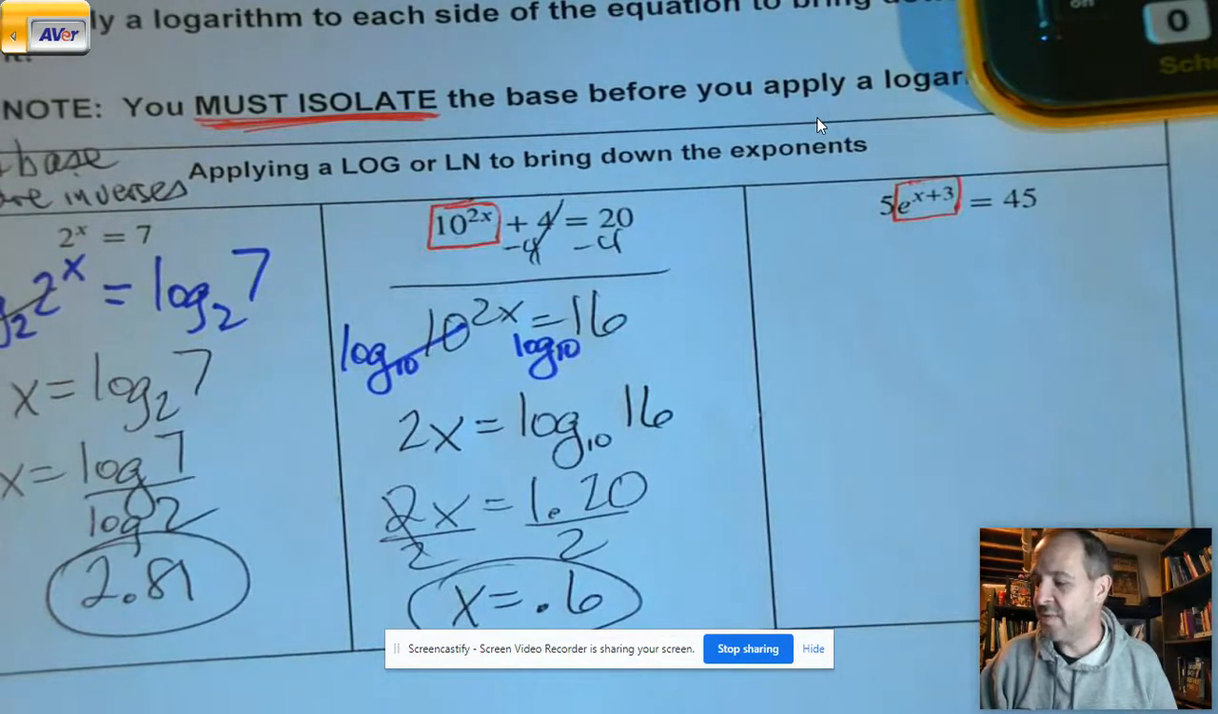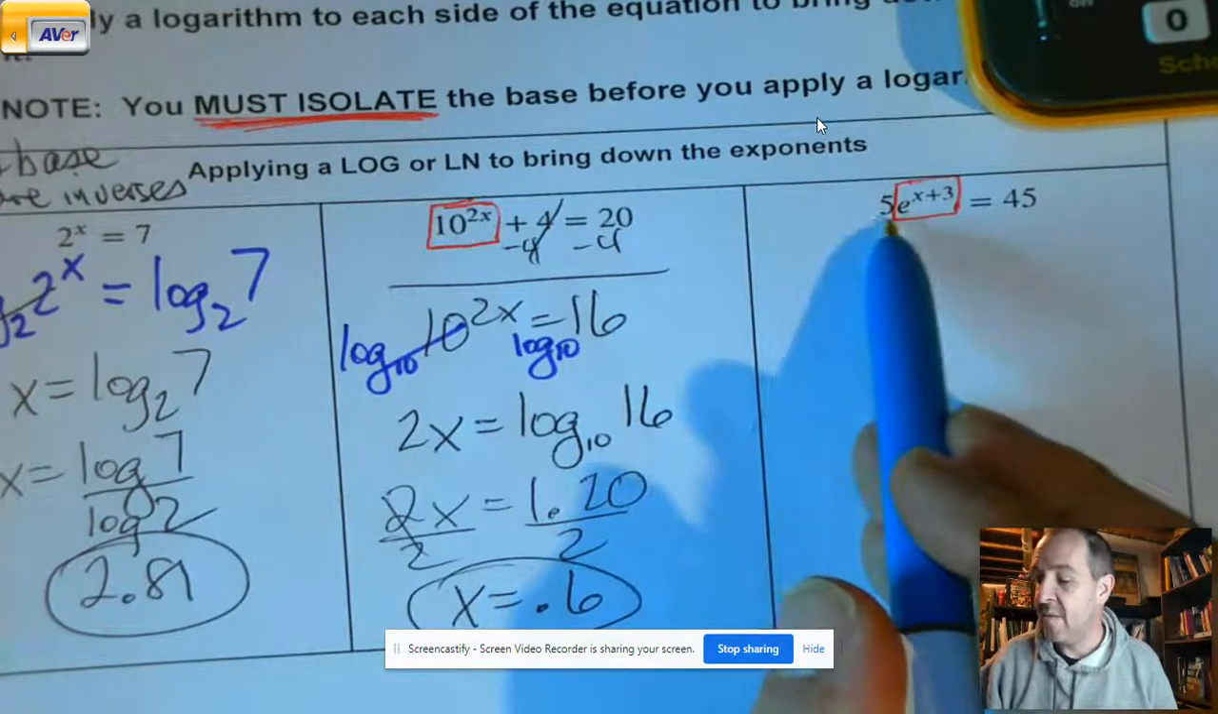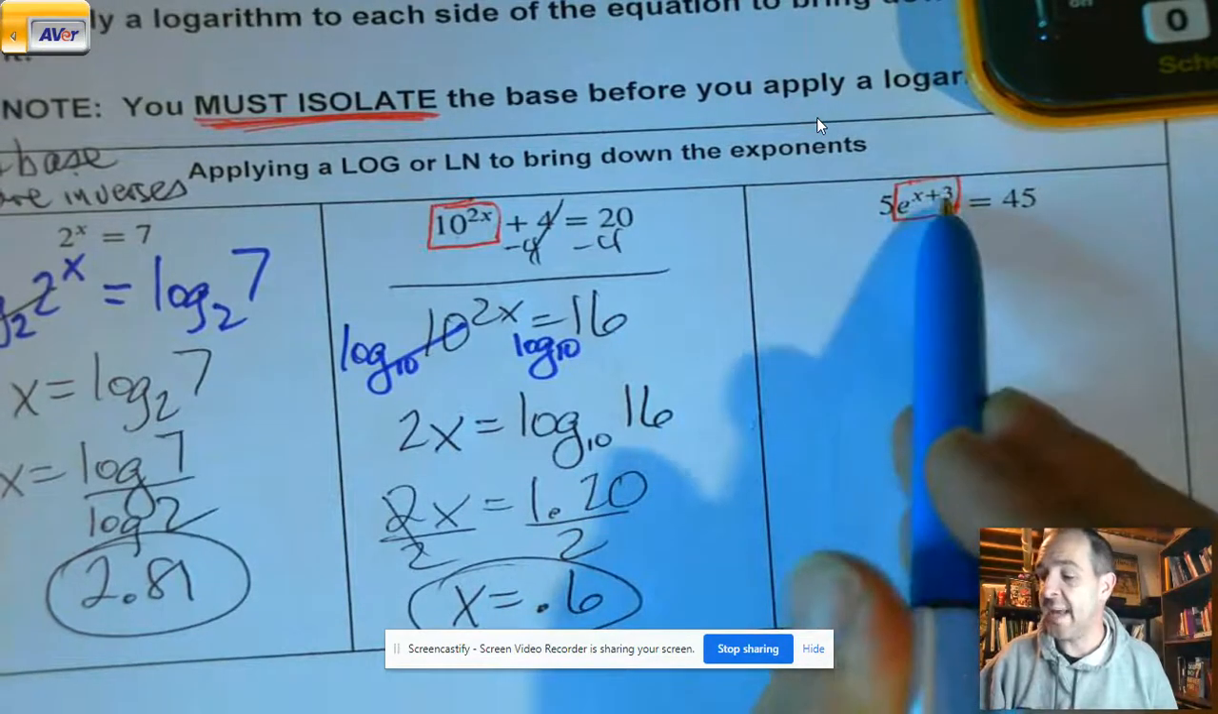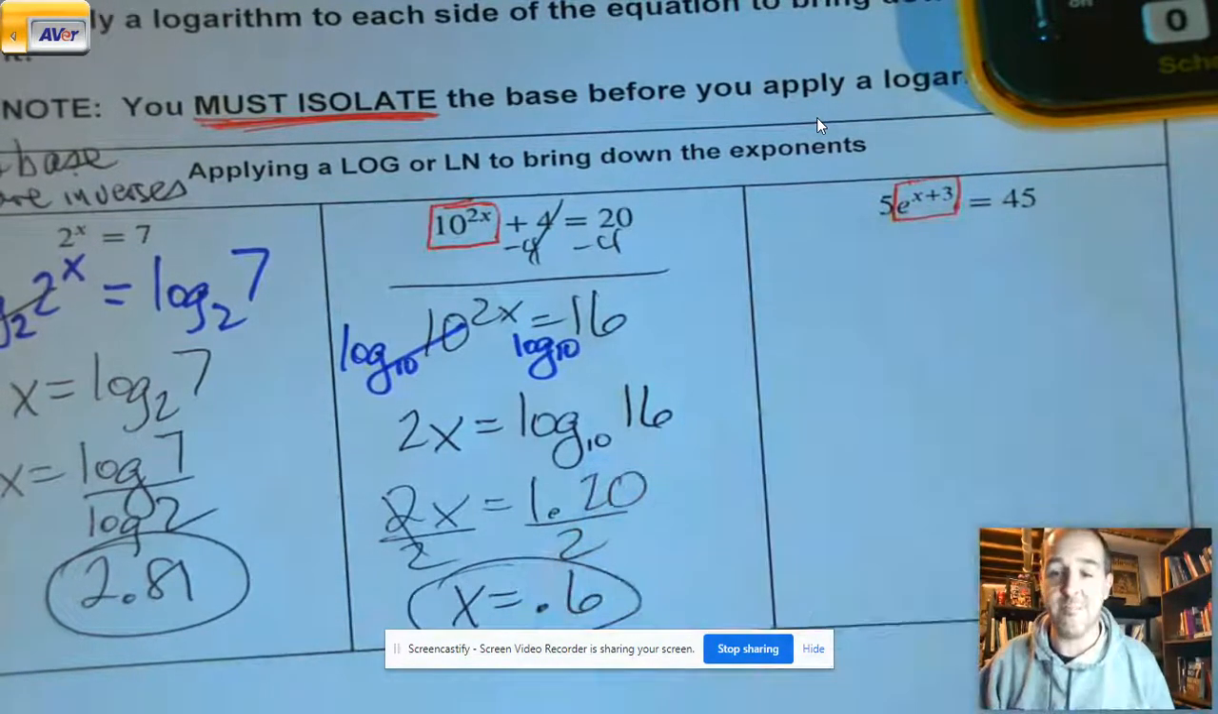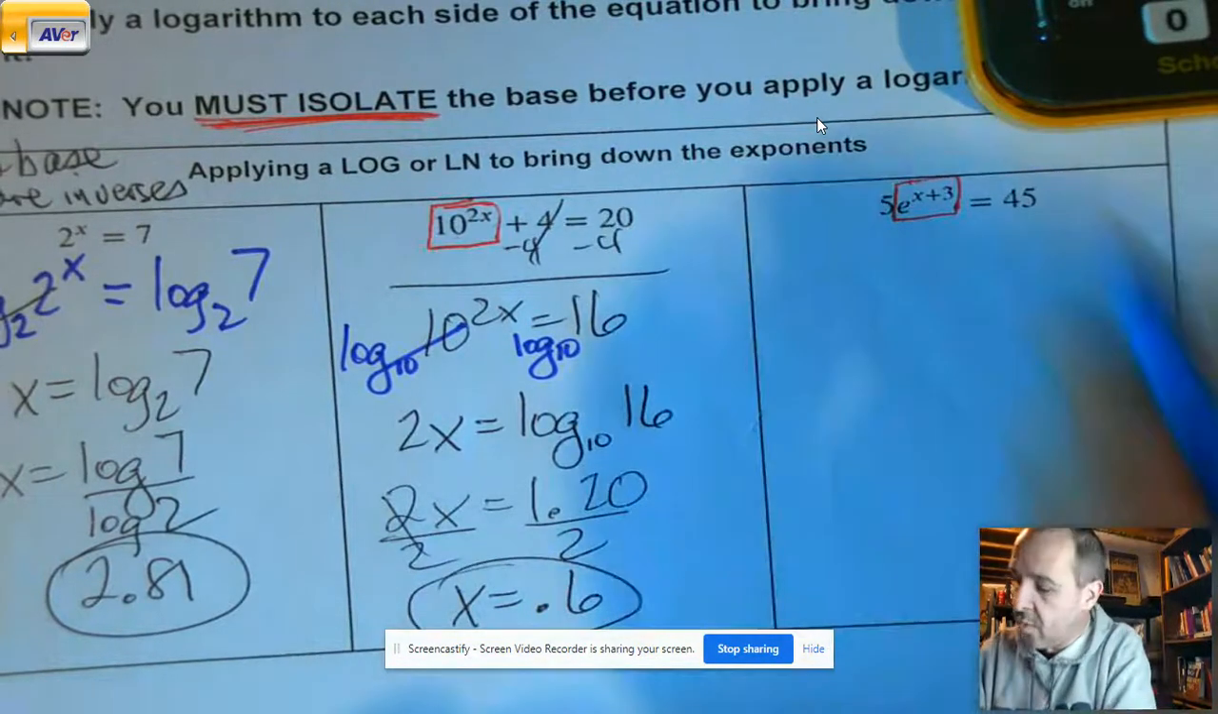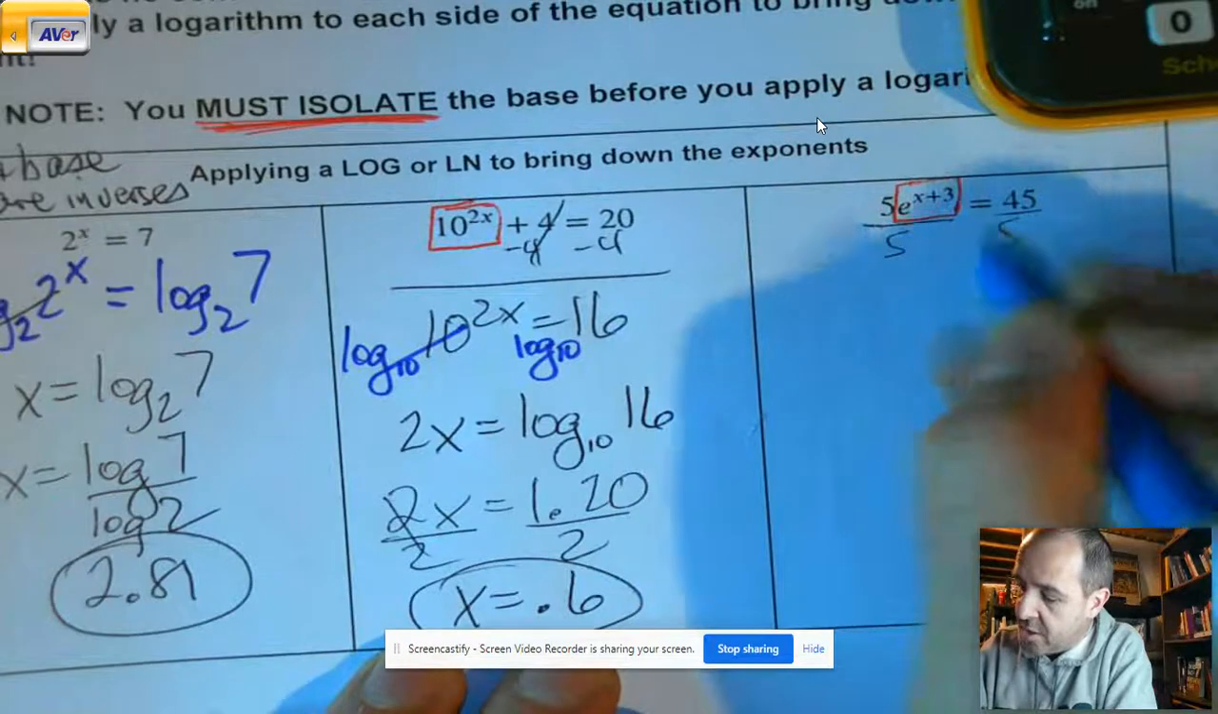So you're like, on this last one, this is kind of weird. So why can't I keep the 5? Because the e is what's being taken to the exponent. There's no parentheses. That 5 isn't part of what's being taken to the x plus 3 power. So here, we're going to divide by 5 first.